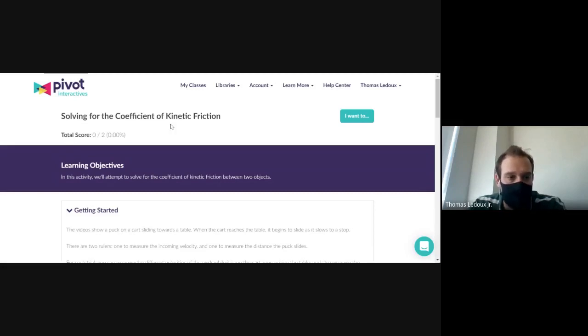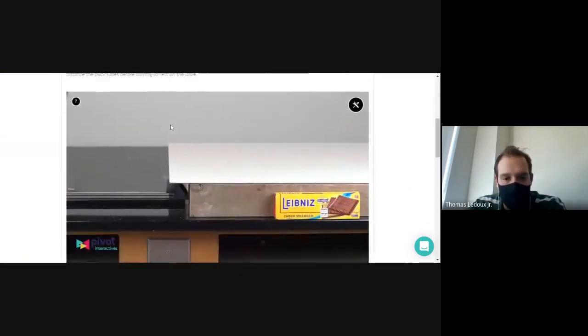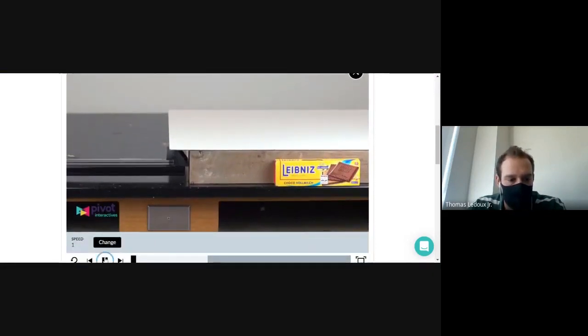So let's start with the video itself. So if we come down here, we see here we have a little video situation here, and I'm just going to hit play. And we see here we have a cart, and the cart has a collision with the surface, and something is ejected, right? So we have a little puck there.